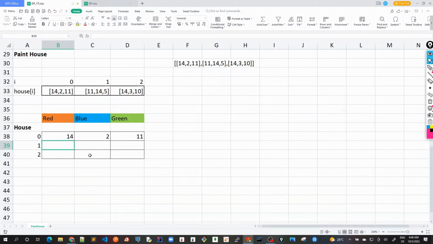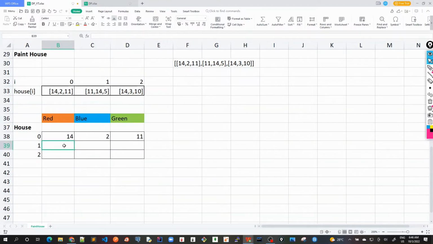Now things get interesting when we go to the next house, here with the array of index 1. As the problem statement says, if I paint house 0 with red color, having cost 14, it means that I cannot paint this next house with the red color. I can only paint this house with blue or green.